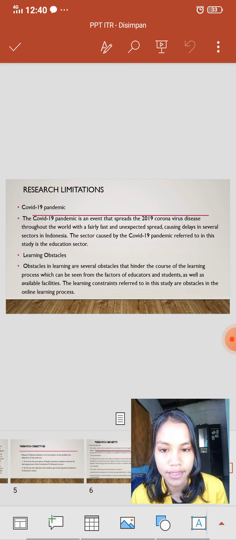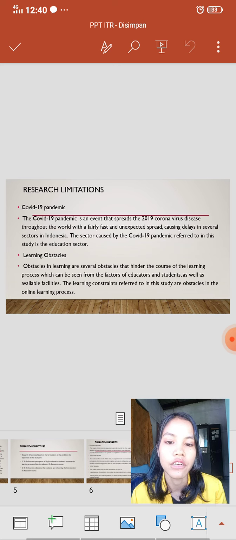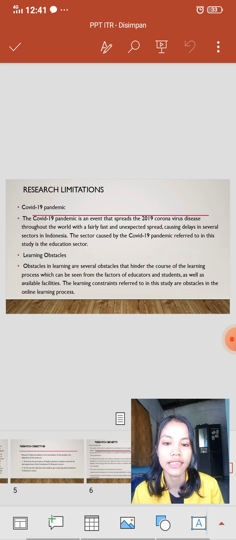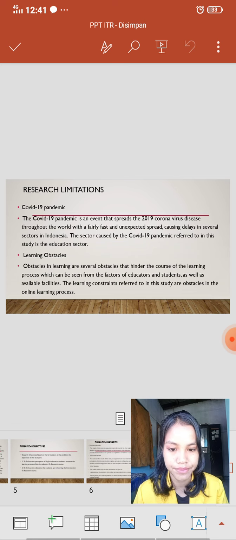Learning obstacles. Obstacles in learning are several obstacles that hinder the course of the learning process, which can be seen from the factors of educator and student, as well as available facilities. The learning constraints referred to in this study are obstacles in the online learning process.